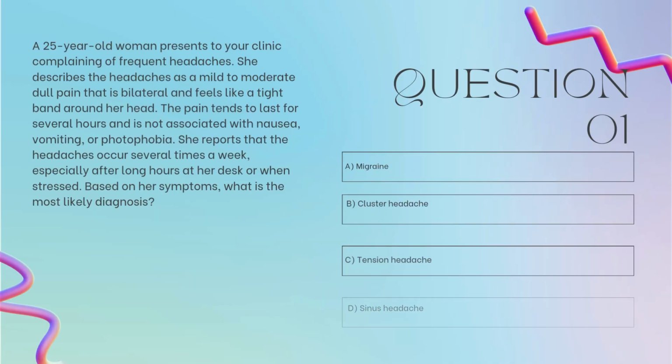All right, question number one. A 25-year-old woman presents to your clinic complaining of frequent headaches. She describes the headaches as a mild to moderate dull pain that is bilateral and feels like a tight band around her head. The pain tends to last for several hours and is not associated with nausea, vomiting, or photophobia. She reports that the headaches occur several times a week, especially after long hours at her desk or when stressed. Based on her symptoms, what is the most likely diagnosis? Is it A, migraines, B, cluster headache, C, tension headache, or D, a sinus headache? Take a moment and tell me what you got in the comments, y'all.